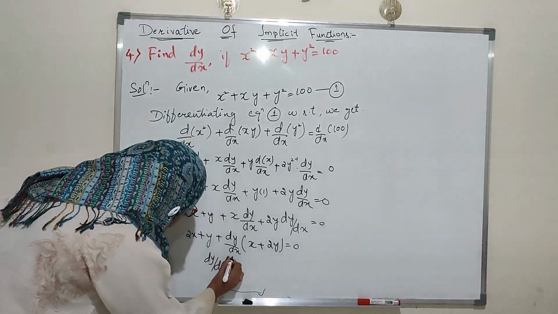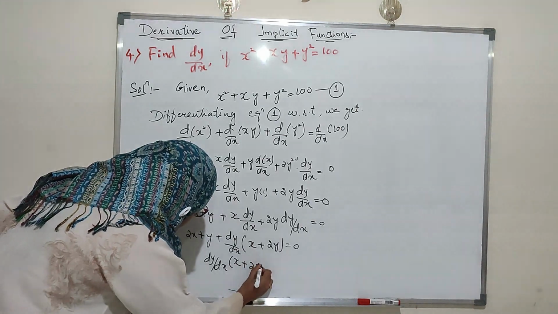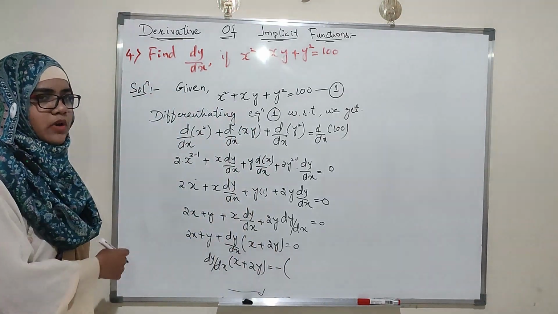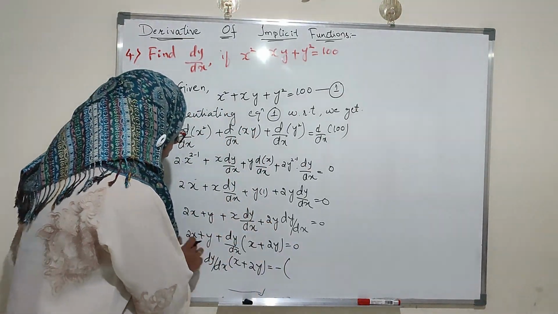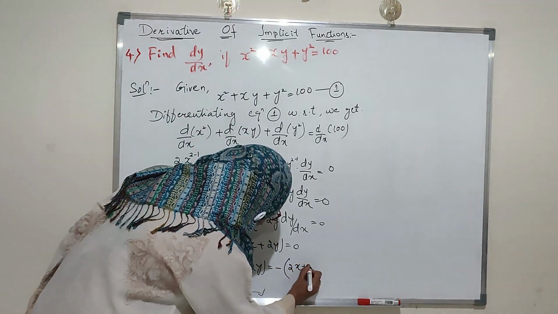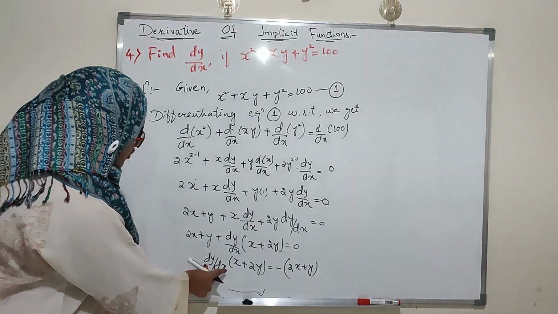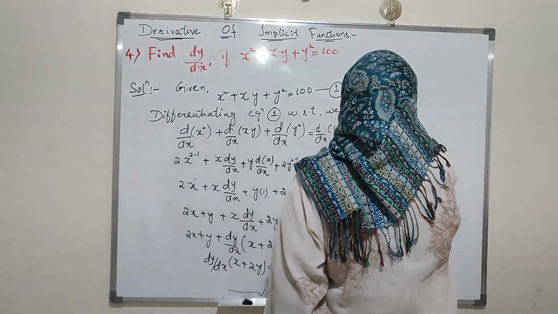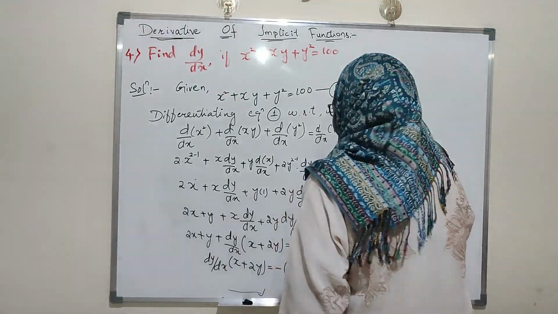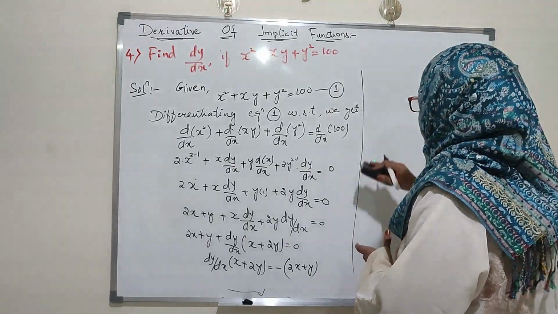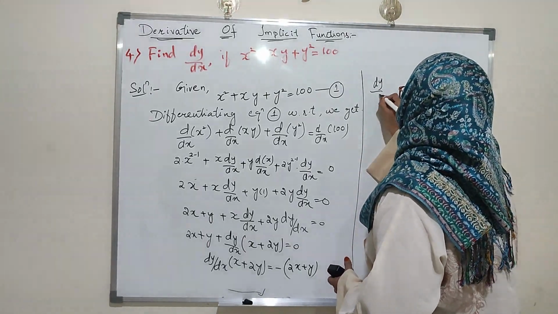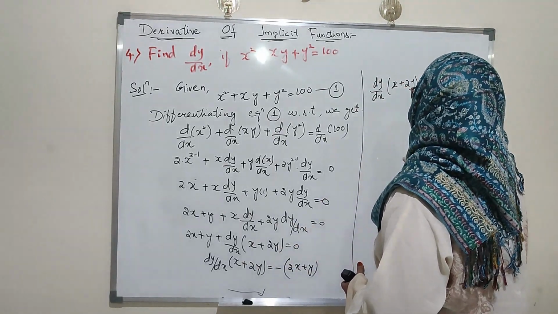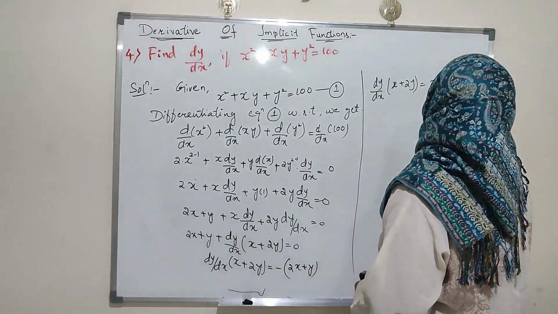So just write dy by dx term first is equal to, I'm taking this term 2x plus y to the right hand side, it will become minus of 2x plus y. Okay, but we have to find the dy by dx value. So write separately dy by dx into x plus 2y is equal to minus of 2x plus y.